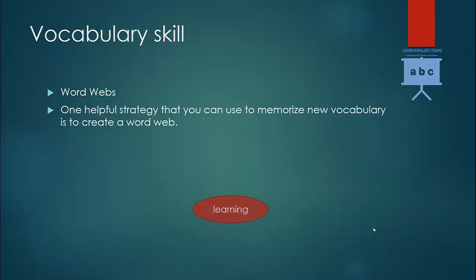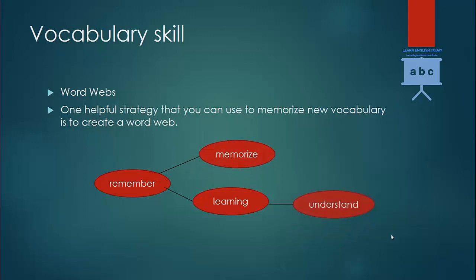For example, words related to learning. Learning itself is one word. Remember, memorize, understand, practice. All these words are used for learning something, so it is very easy to memorize these words. Learning, remember, memorize, understand, and practice.